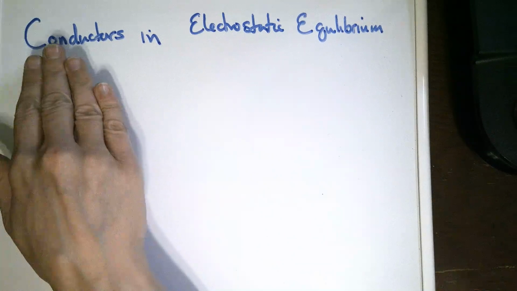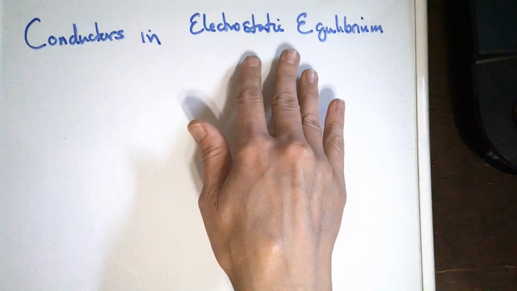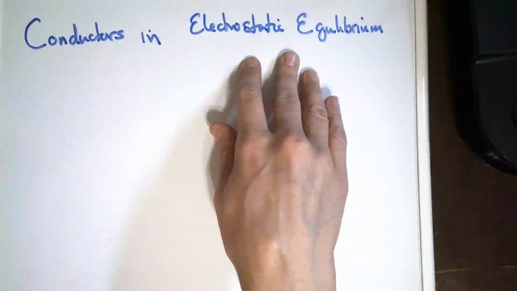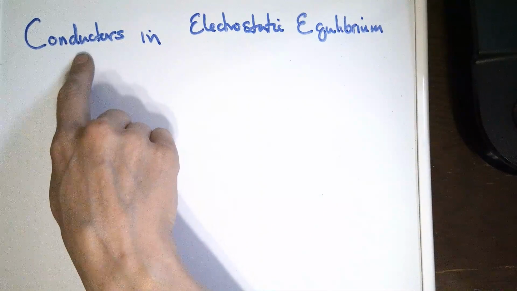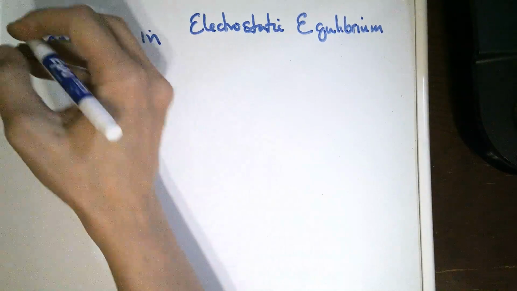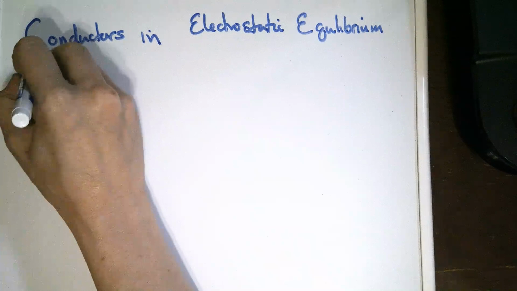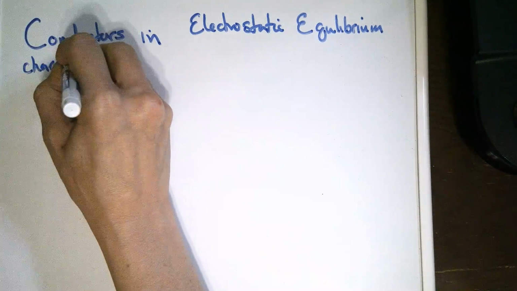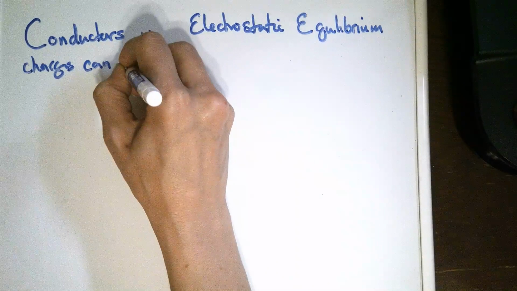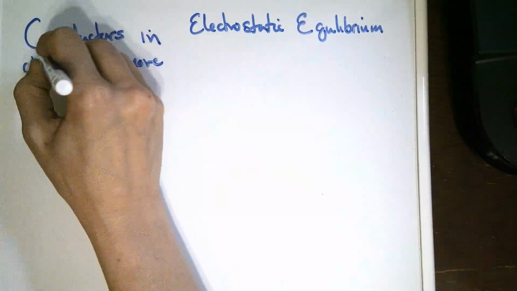So in this video, I want to talk about the properties conductors have when they're in electrostatic equilibrium. But first, I want to remind you about what conductors are. Conductors are materials that have charges that can move. So the charges can move when you're in a conductor.